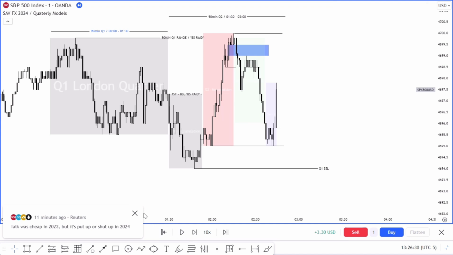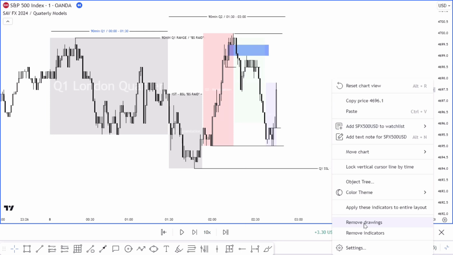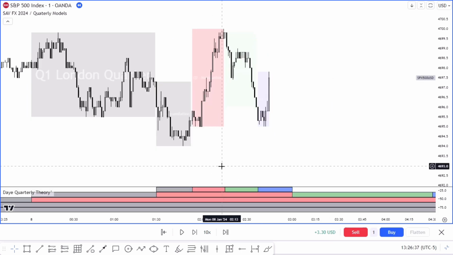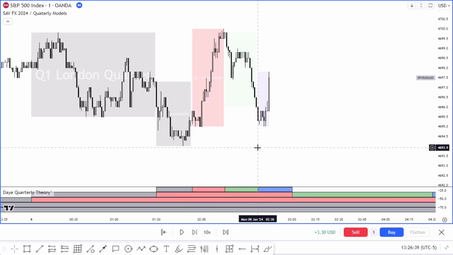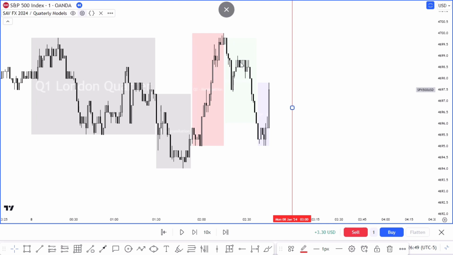For example, now let's do it like this. Then I remove everything, right? So right now we're currently within Q2, right? Q1, Q2. So Q3 would open at 3 a.m., right? When Q3 opens, what are we looking for?